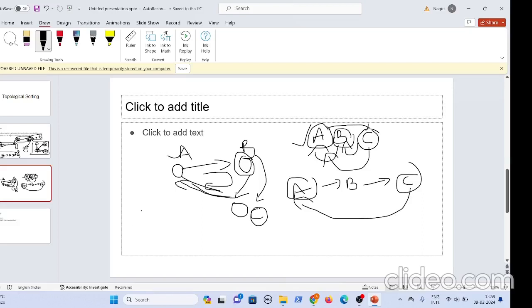Then if you come to undirected graphs also, you know graph is bidirectional. If you have two vertices, you will have directions like this. So which one comes first and which one comes next, you cannot determine that. That's why topological sorting is possible only in directed acyclic graphs. Now how to determine a topological sorting?